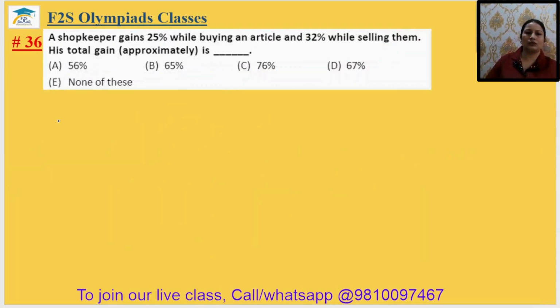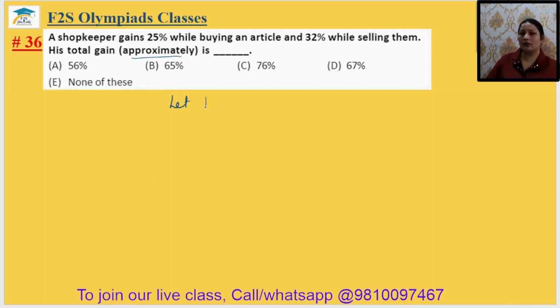ठीक है, आते हैं क्वेश्चन नंबर 36 पे. A shopkeeper gains 25% while buying an article and 32% while selling them. His total gain approximately. So suppose the starting price, or you can say the MRP. Actually, when the shopkeeper is buying the article, he is buying at 25% less rate from the MRP. MRP से भी उसको कम पे मिलता है.